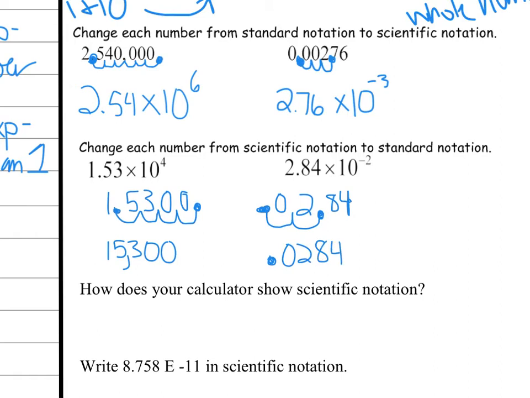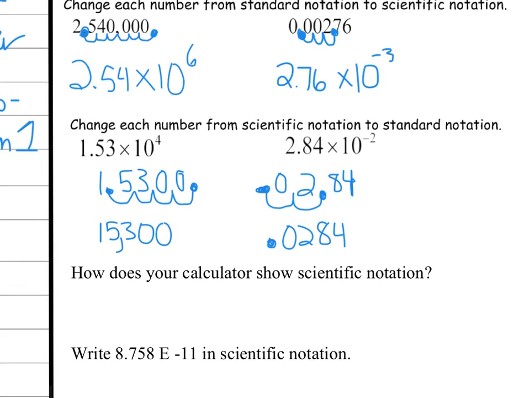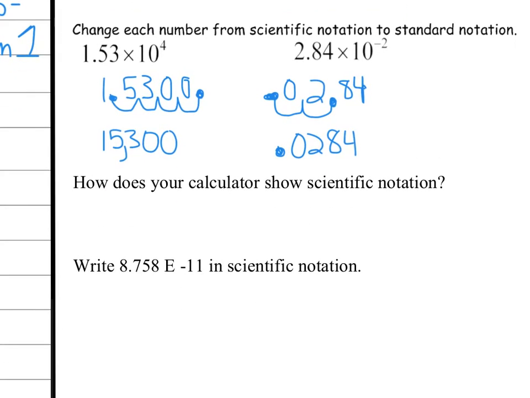Now, the next question says, how does your calculator show scientific notation? Sometimes your calculator would give you a number like we just got, 0.0284, and we would have to change it. Sometimes your calculator shows things differently. Your calculator sometimes shows it as the number that's in front, and let's say again that that's between 1 and 10, and then it has the letter E and then some number. They are using the E instead of the times 10, and the number at the end is whatever the exponent number would be.